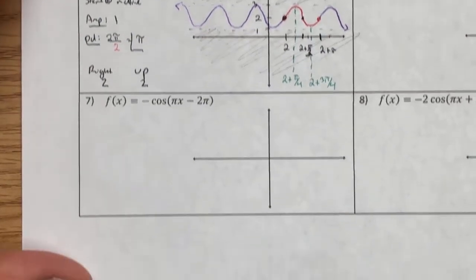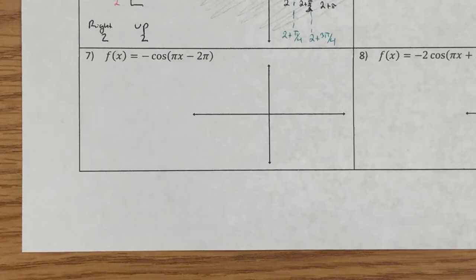So what I want you to try is number 7. This is going to be all in units of pi, so it's going to be a little easier to find your numbers. Pause the video, unpause it when you're done, and see how well you did.